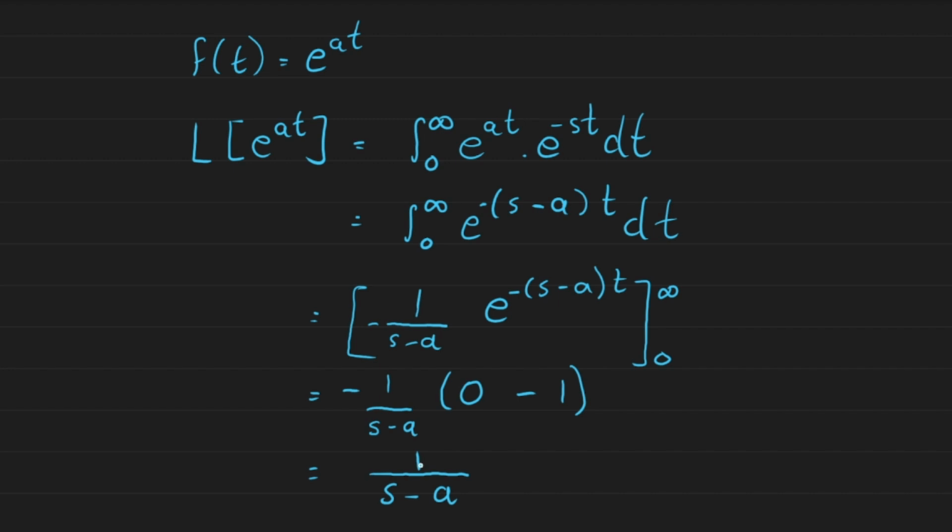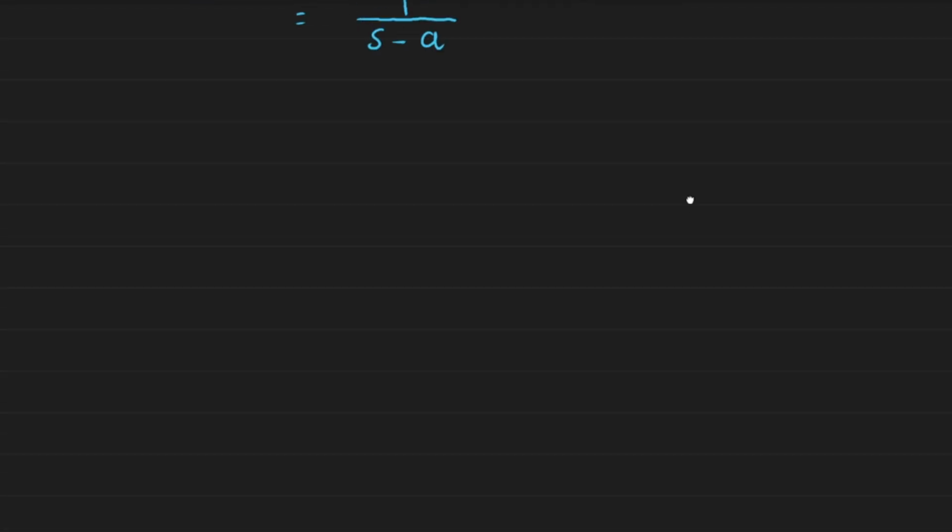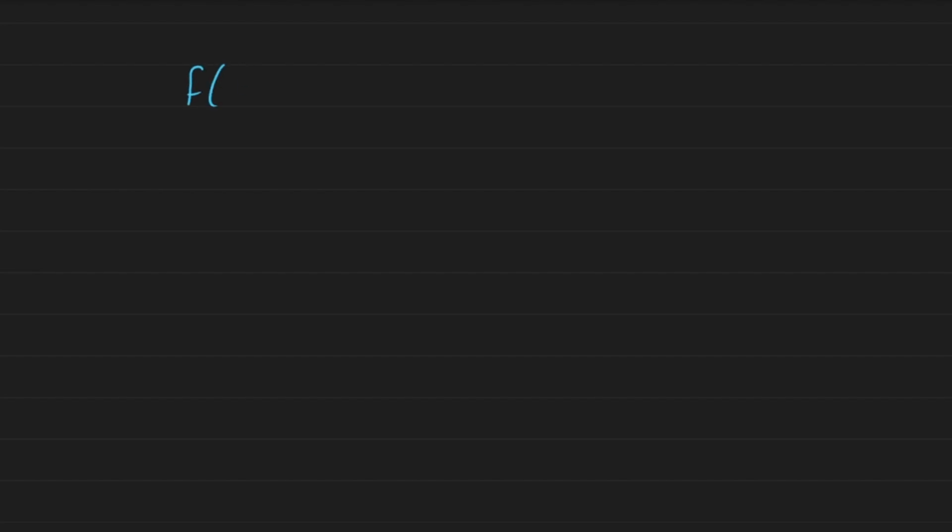So we can carry on with a variety of different functions like this. So let's look at a few more. What we want to do now is find the Laplace transform of the function f of t equal to sine at, and also the function equal to cos of at. So how do we go about doing this?